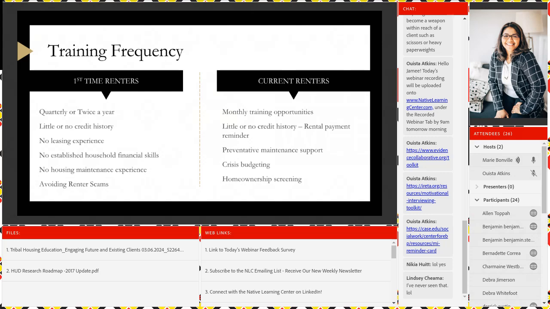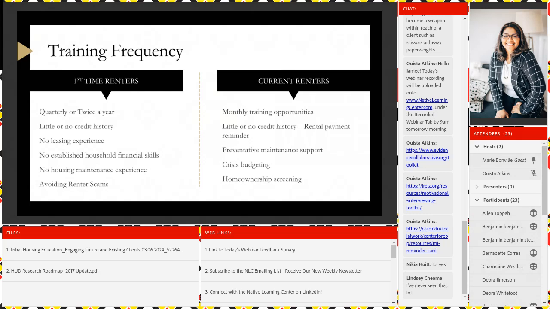How often should we train? What should we train on? We're going to talk about that for a little bit in the last 20 minutes that we've got. So with first-time renters, you could do quarterly or twice a year, once a month, however much energy and capacity you have. One moment. Talking about training and adjusting, I have to put my laptop to charge. Okay.